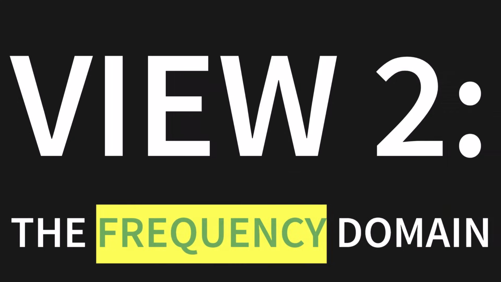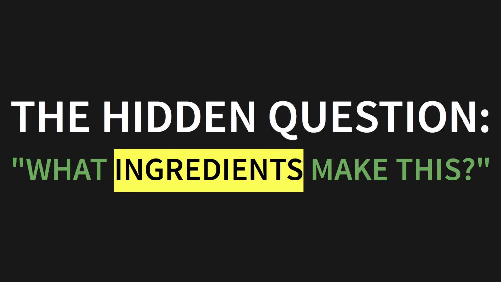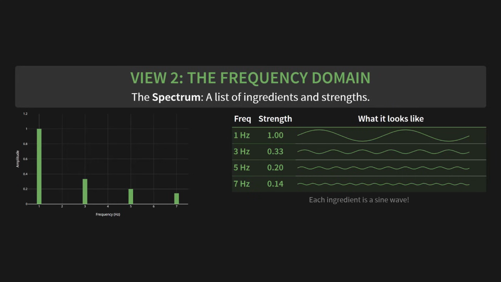But now for the other perspective. View 2, the frequency domain. This view asks a completely different, almost hidden question. What ingredients make this? Here's the key. We completely ignore the when. We don't care about what happens from one moment to the next. We only focus on the what, the fundamental components. This gives us what's called the spectrum. It's a list of our ingredients and their strengths.